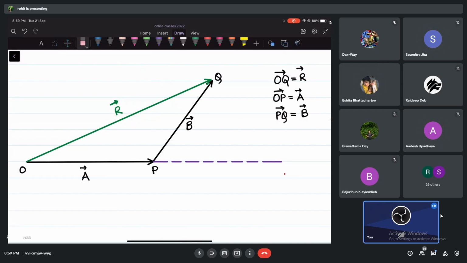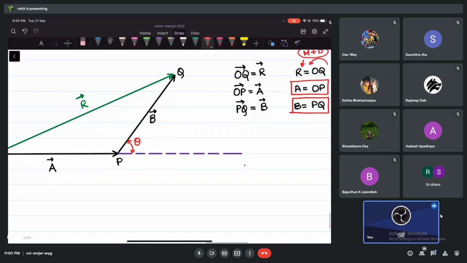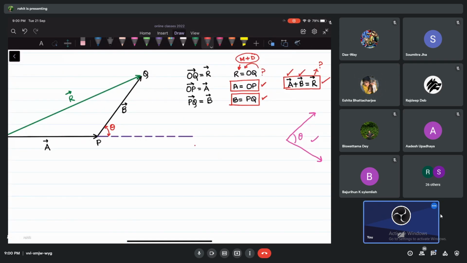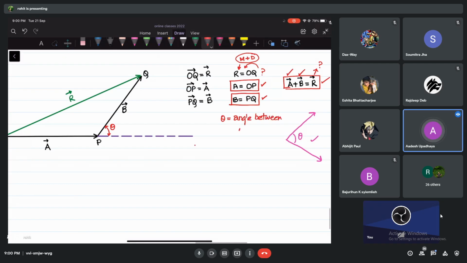That is the direction of A vector, and this is the angle between what? A and B vector. Direction of A vector and direction of B vector. Now it's clear, no? Yes, sir. So this angle we are going to call as theta. I'm going to write it down here. Tell me what is this angle called? Theta. But what is theta actually? Angle between what and what, guys? A vector and B vector. I think you are clear with theta, right?